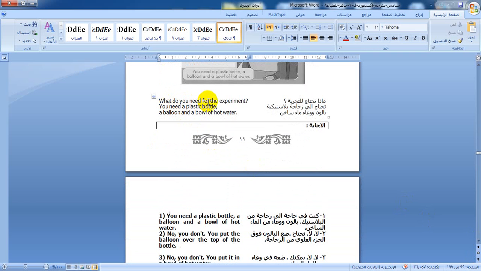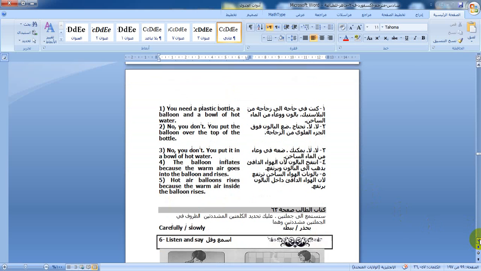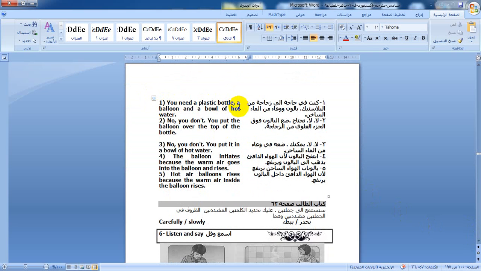What do you need for the experiment? You need a plastic bottle, a balloon, and a bowl of hot water. Two. No, you don't. You put the balloon over the top of the bottle. Three. No, you don't. You put it in a bowl of hot water. Four. The balloon inflates because the warm air goes into the balloon and rises. Five. Hot air balloons rise because the warm air inside the balloon rises.